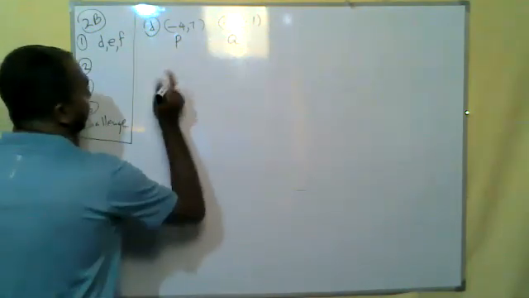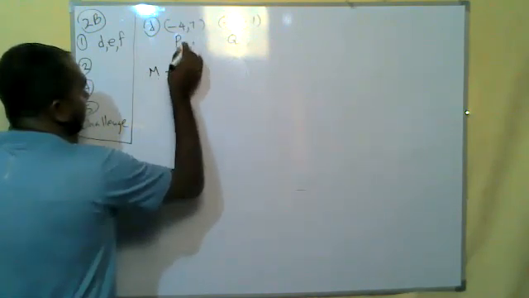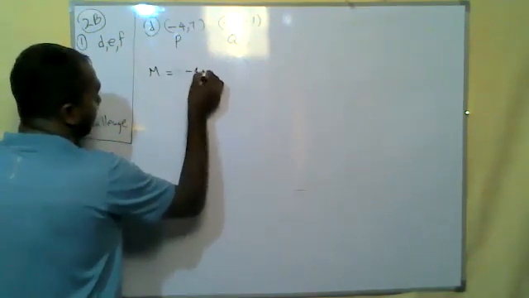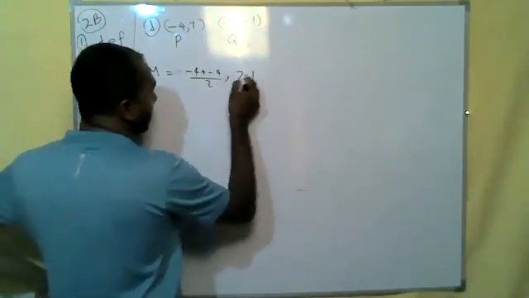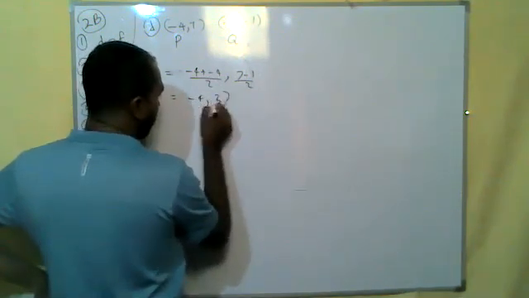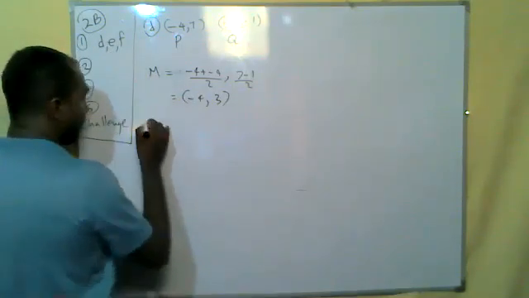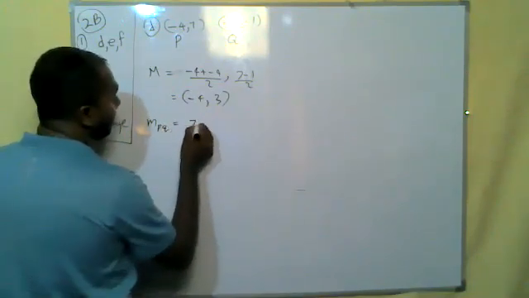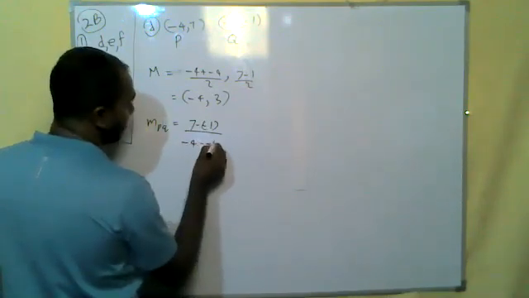So what is the midpoint of P and Q? We can take it as M. So the midpoint equals (-4 plus -4) divided by 2, comma (7 minus 1) divided by 2. We have -4 comma 3. That is going to be the midpoint of P and Q. And what is the gradient of PQ? m_PQ is equal to (7 minus -1) divided by (-4 minus -4).